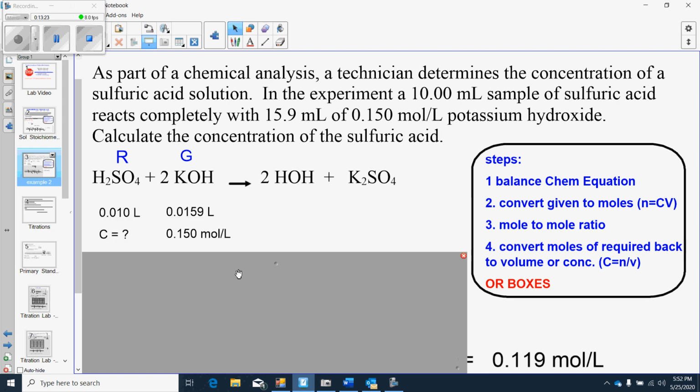If you put your information there, and that's how I know my R and my G, we see that we have our volume. I converted it to liters. Remember, divide by 1,000, convert it to liters. I'm looking for the concentration of H2SO4. I have my volume of KOH. I got that by doing a titration. And I have the concentration of KOH, okay?